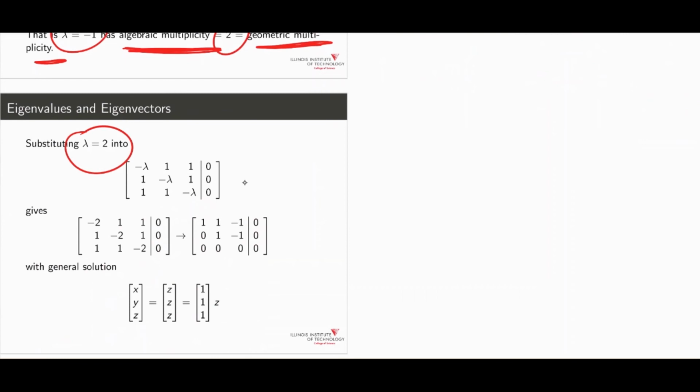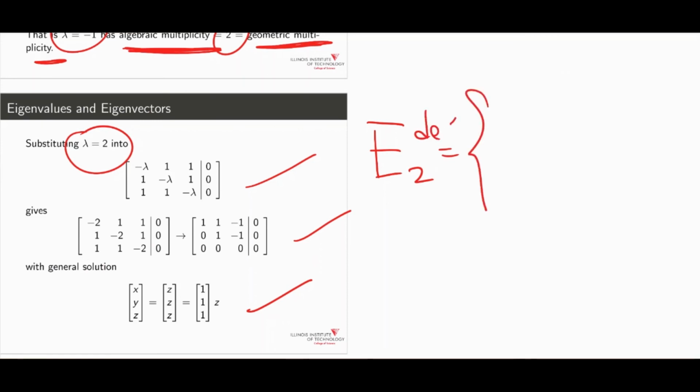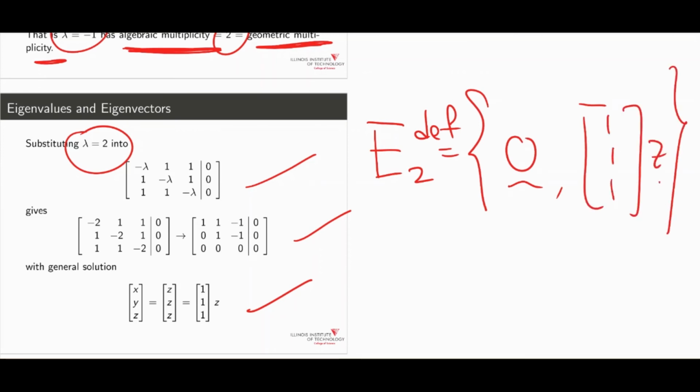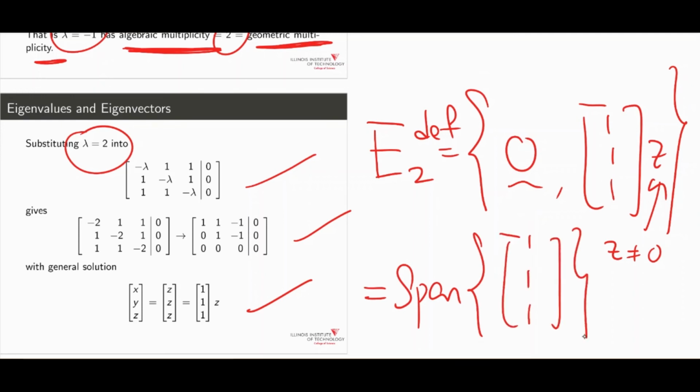How about the other eigenvalue? The other eigenvalue is lambda equal to 2. The eigenspace of lambda equal to 2, by definition, is a set consisting of the zero vector and also the actual eigenvectors. So all the eigenvectors are going to be like this. Z here is not supposed to be 0 because eigenvectors can never be 0, but we artificially put a 0 into that set. So this is actually the span. So E2 is the span of the vector (1, 1, 1).